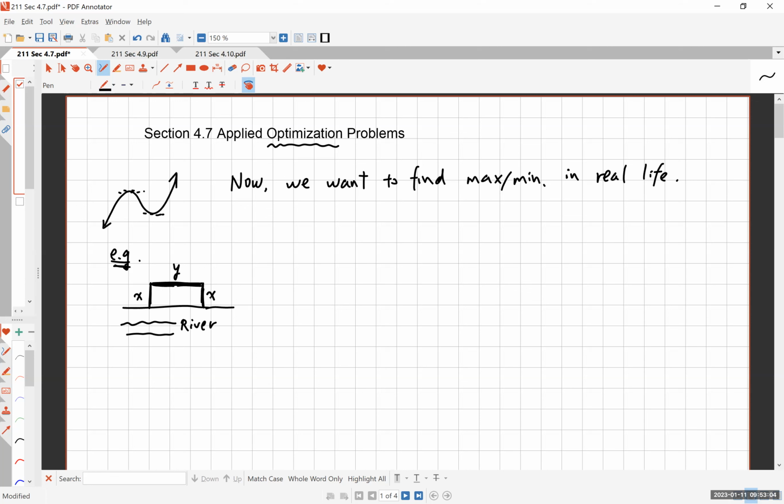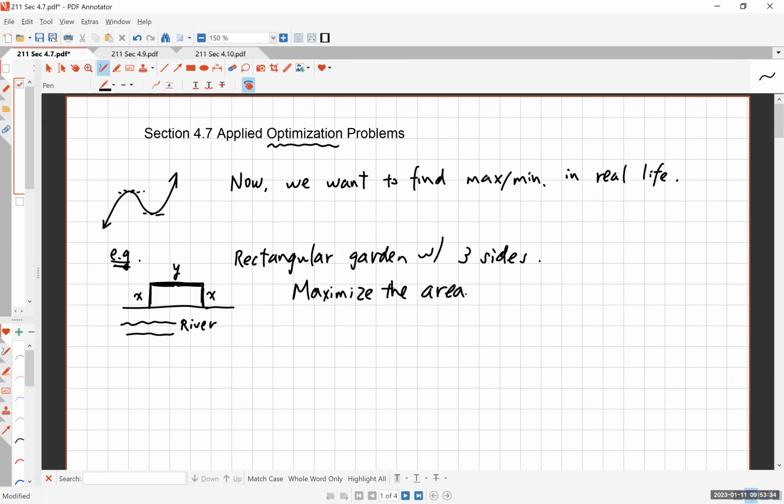Okay, and so because it's a rectangle, you have x and y. X is the width and y is the length. All right, so this is a rectangular garden to be enclosed on 3 sides. With 3 sides, find, or the problem would say find the maximum area, or in our language we'll say maximize the area.